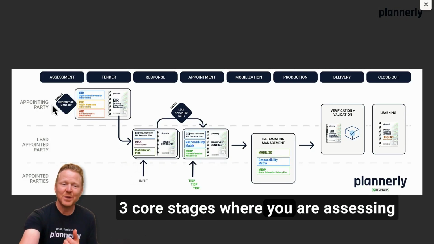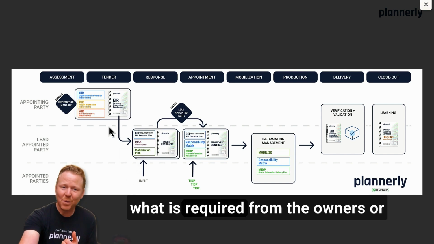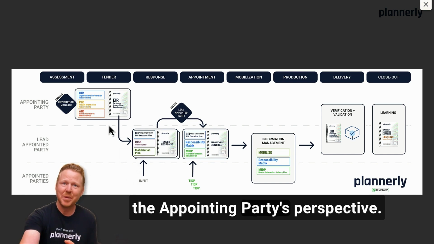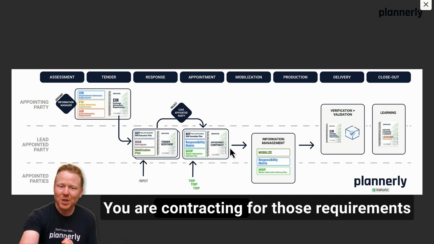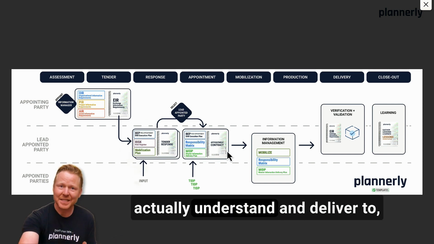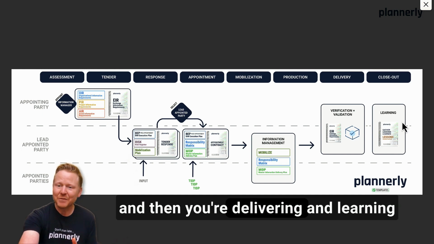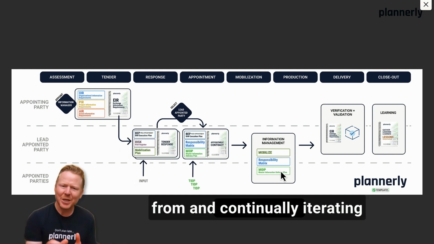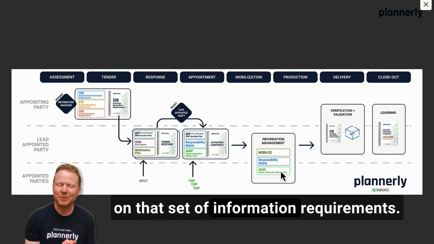3 core stages where you are assessing what is required from the owners or the appointing party's perspective. You are contracting for those requirements in a detailed form that people can actually understand and deliver to. And then you're delivering and learning from and continually iterating on that set of information requirements.